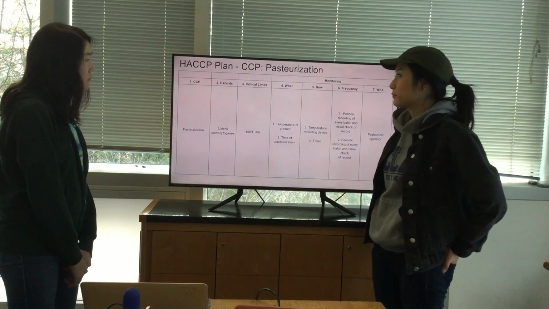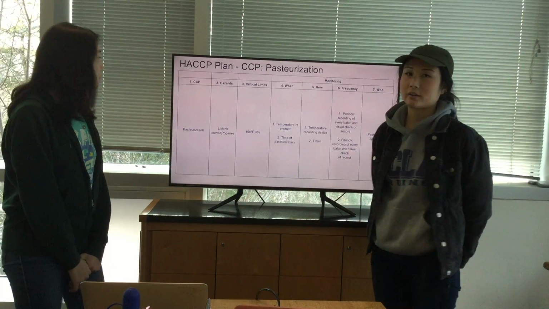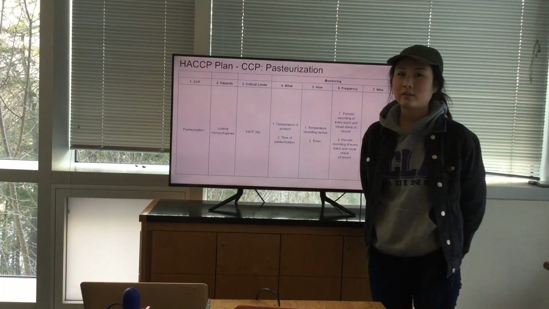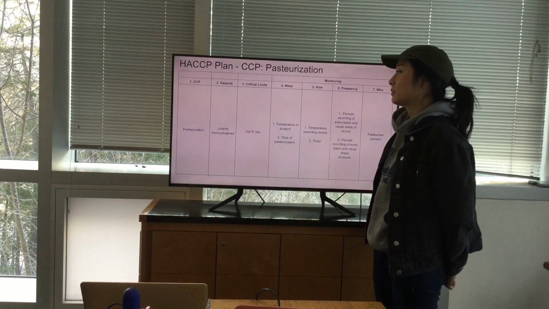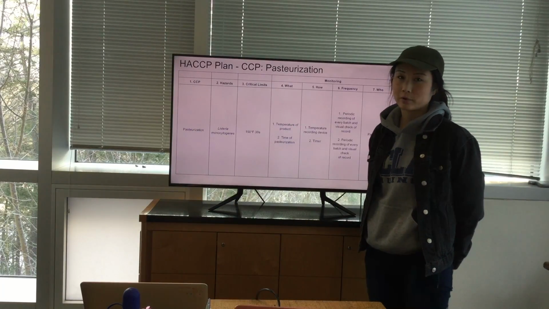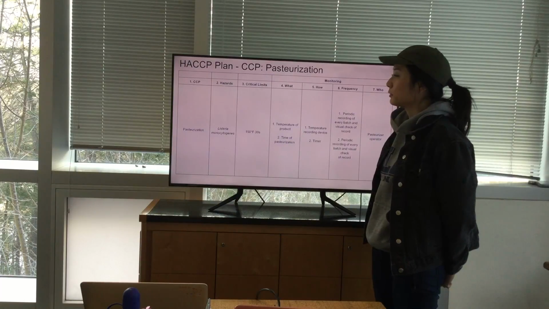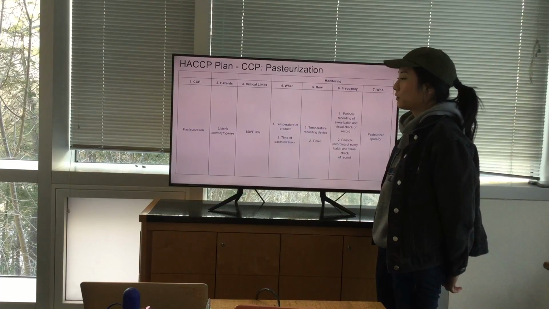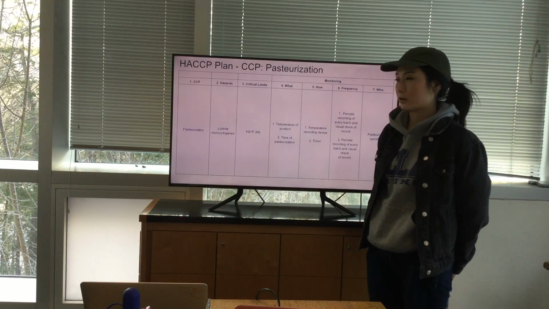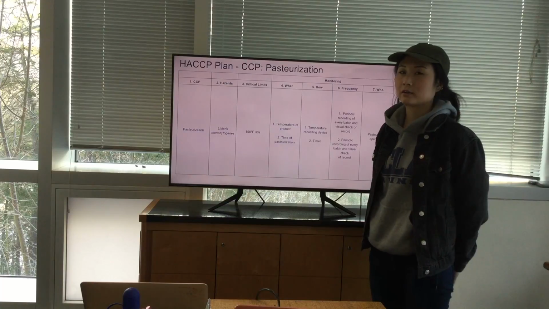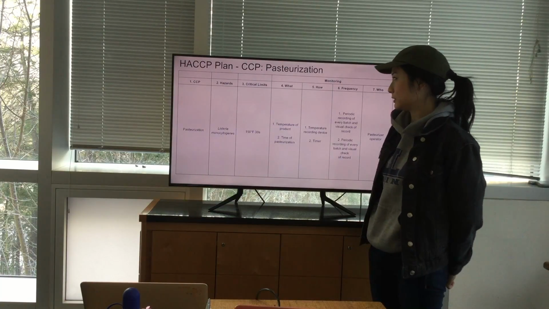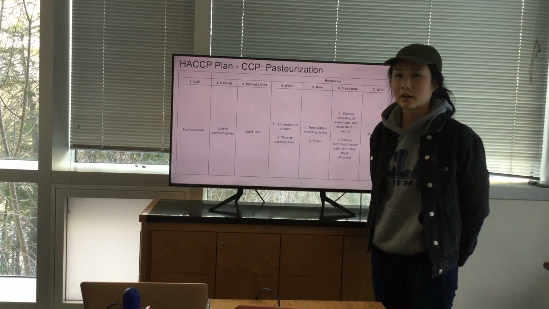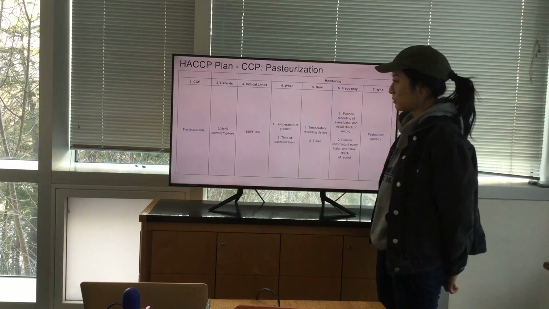So, as mentioned, our first CCP is pasteurization. The pathogen of concern is Listeria monocytogenes. Although Salmonella and Clostridium botulinum would also be pathogens present in this food, Listeria actually has the highest critical limit in terms of time and temperature combination. So by achieving 150 °F for 30 seconds, you would also be inactivating the Salmonella and C. bot. So as mentioned, the critical limit is 150 °F for 30 seconds. This is established for a spreadable cheese product.